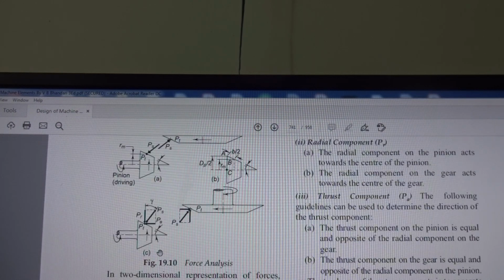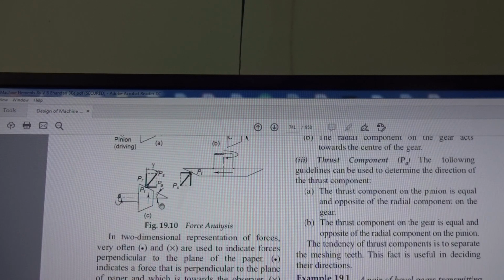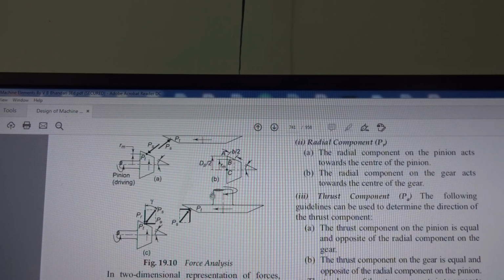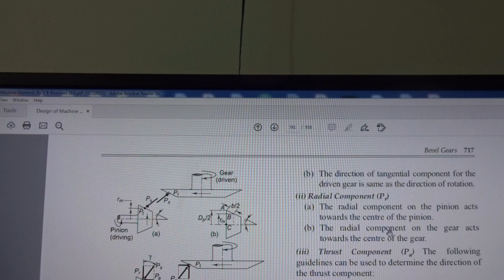This one is for the pinion, this one is PT. PA is along the axis, so this is the direction of PA. PR is towards the radius, so this is PR and this is PS. Similarly for the gear it should be opposite. This one is PS, this one is P axial, and this one is P radial. In this way you can find PT and PR.